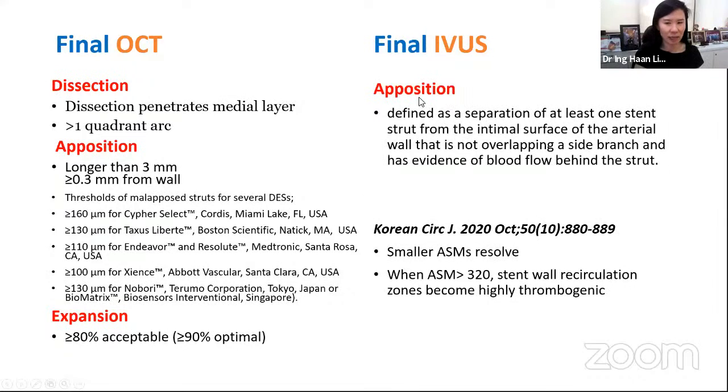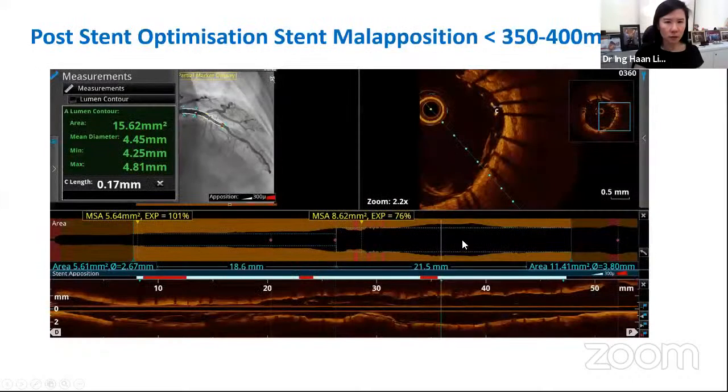The only difference is in stent malapposition. Acute stent malapposition in IVUS is defined as separation of at least one stent strut from the internal surface of the arterial wall that's not overlapping the side branch. So this is an example of stent malapposition, which is insignificant because it measures only 170 microns, which I've mentioned earlier is commonly seen if the vessel is highly calcified.